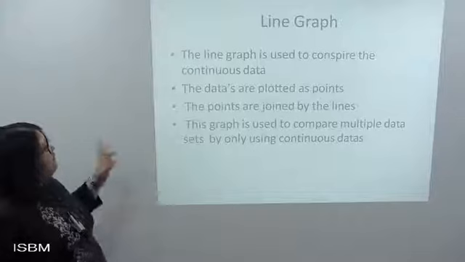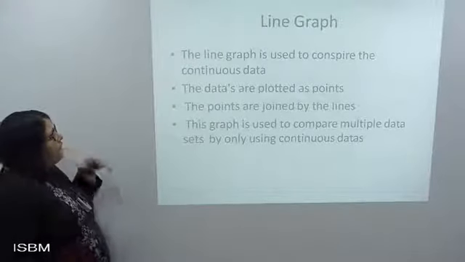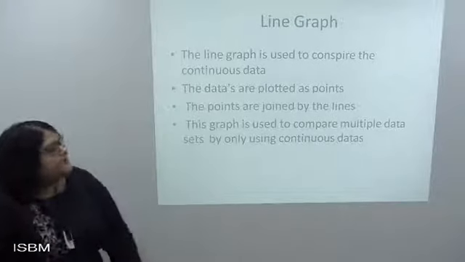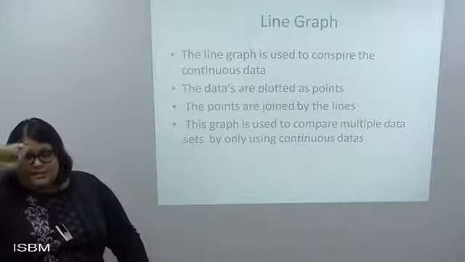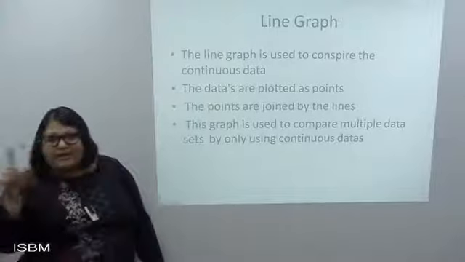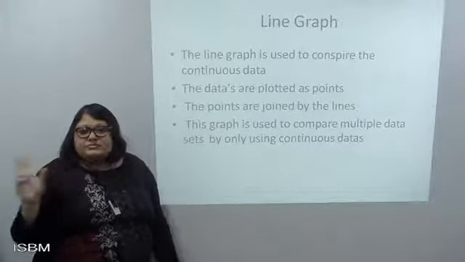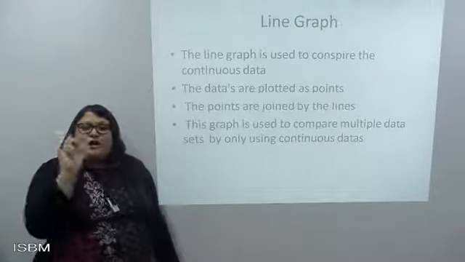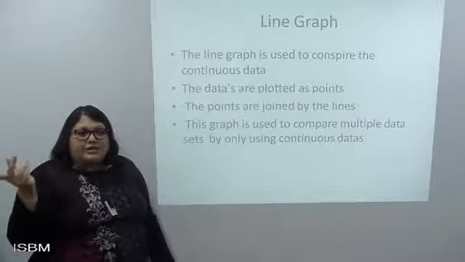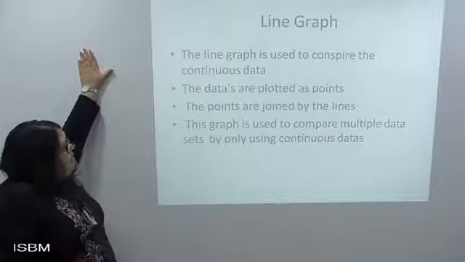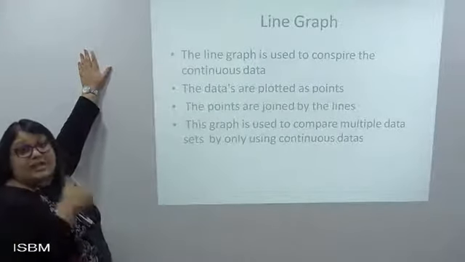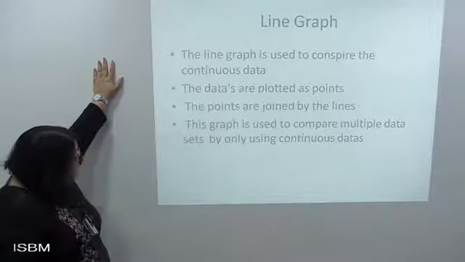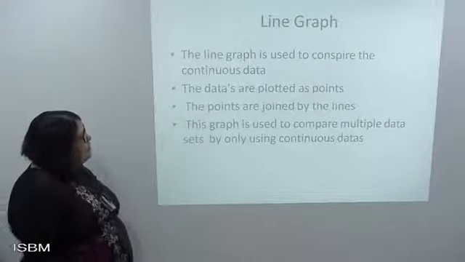So the first is your line graph. Now the line graph is used to compare continuous data. So if a data is going in a continuous measurement without any changes, the frequency can differ, but it is not switching into other modes, then that data can be represented using a line graph. Then the data are plotted as points.